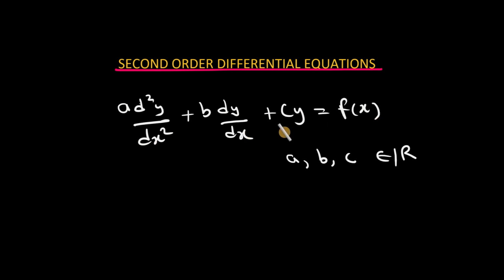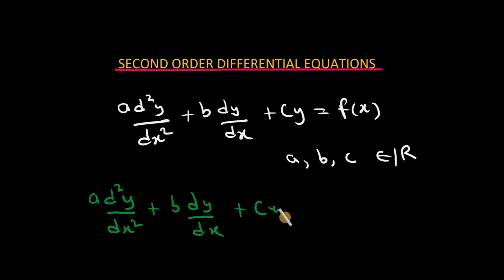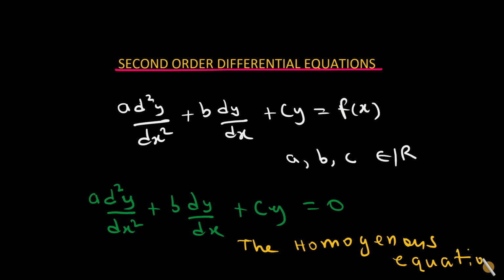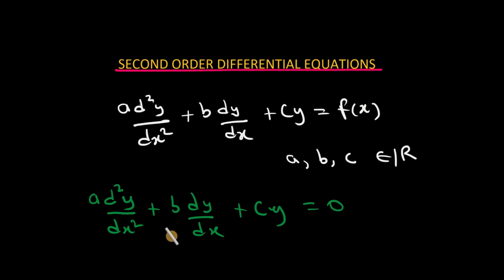This equation can still be written without the function on the right hand side of the equal sign, that is, when f(x) is 0. It can be written as a d²y/dx² + b dy/dx + cy = 0. When the second order equation is written like this, with the right hand side equal to 0, it is called the homogeneous equation. Remember that we call this the second order differential equation because the highest derivative is 2.